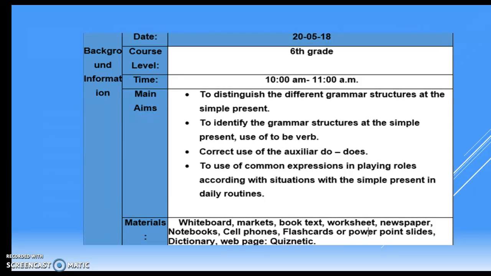About the materials for this activity, we are going to use whiteboard, markers, books, text, worksheet, newspapers, notebooks, cell phones, flashcards or PowerPoint slides, dictionary, and the web page Quiznetic.